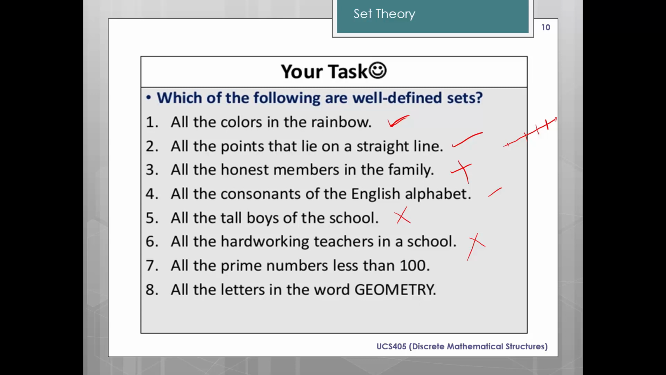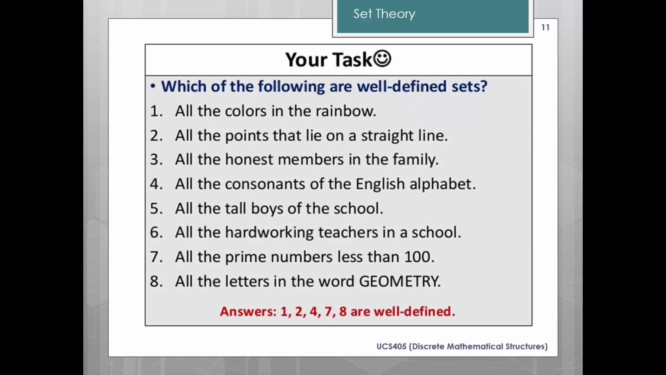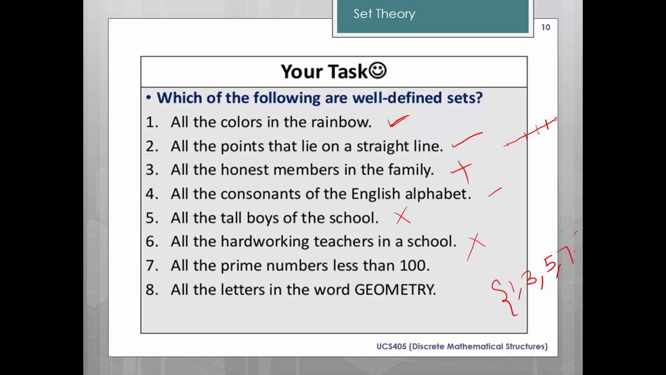All the prime numbers less than 100. Prime numbers less than 100, just think over it. The prime numbers less than 100 are 2, 3, 5, 7 and so on. This is the answer. So that is a well-defined set. All the letters in the word geometry. So that is also a set. Repeated letters we are not going to write out. The rest we will write out in this way: G, then E, then O. Repeated letters we are not going to write out. That is the representation for the set, and that is a well-defined set.